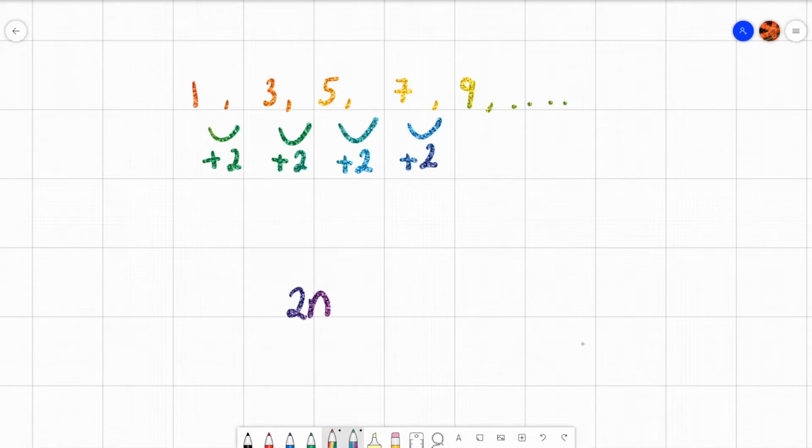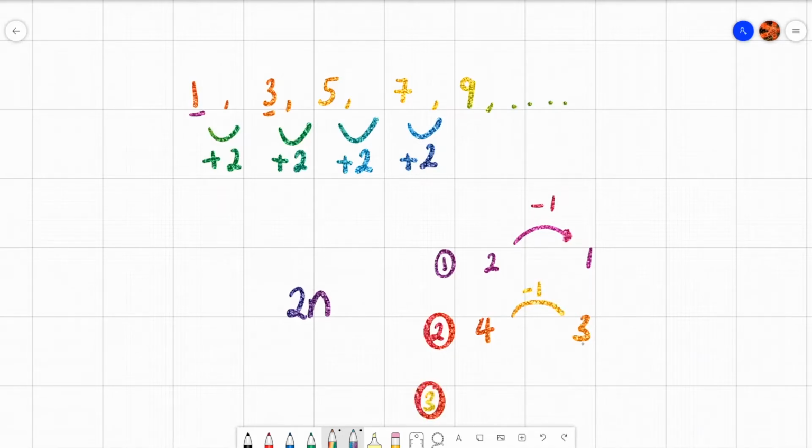So the first number in the 2 times table would be 2, but my first number is 1. How do I get from 2 to 1? Well, I subtract 1. The second number in the 2 times table would be 2 times 2, which is 4, but my second number is 3. How do I get from 4 to 3? I'm subtracting 1. The third number in the 2 times table would be 6, but my third number is 5. How do I end up with 6 to 5? I subtract 1. So my sequence is 2n subtract 1.